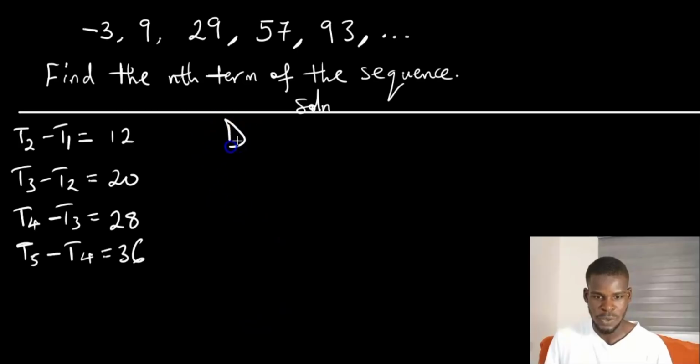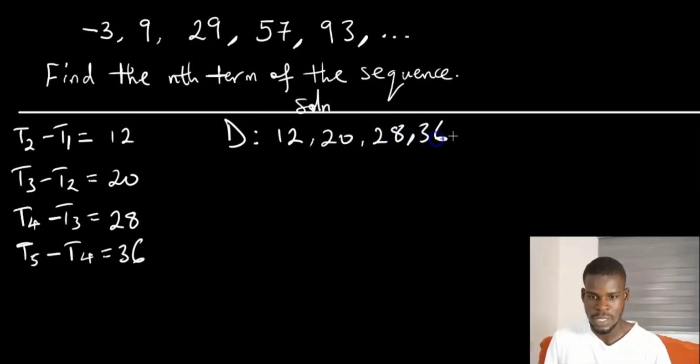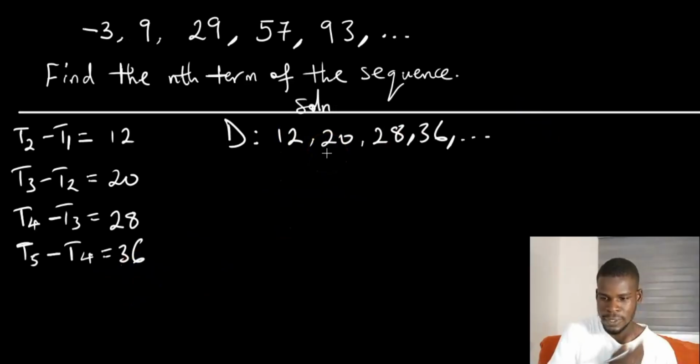So maybe I would just like to write out the sequence in this way. Let's write out the sequence formed from the differences as D, and the first term is 12. The second term in that new sequence is 20. We have here 28, we have here 36, and maybe you can continue like that by just adding 8. So that should be 44, and so on. Great. Okay, so how will this help us?